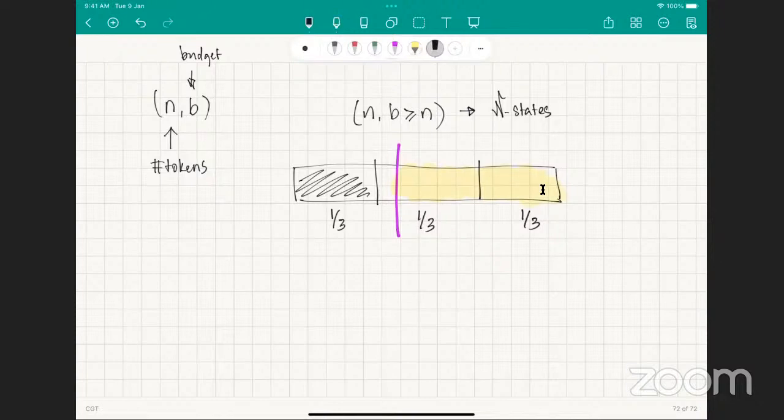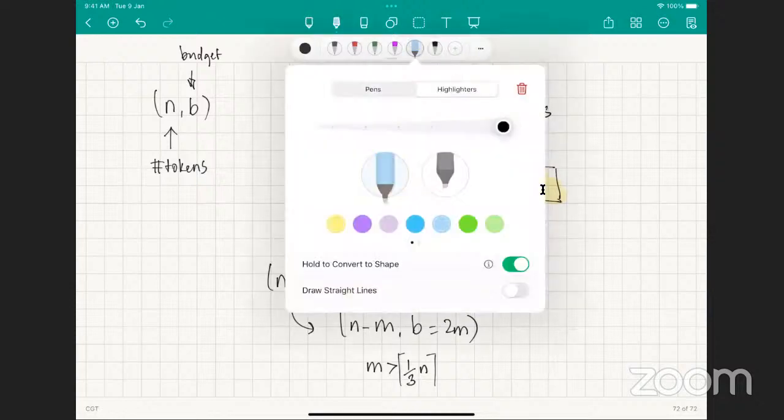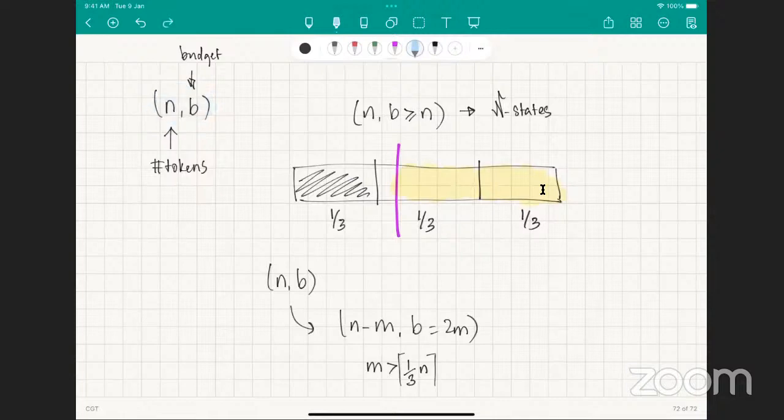So if you start out with N and a budget B, and you go to N minus M with a budget B being 2 times M, and M is greater than 1/3 of N, just to be on the safe side, maybe let me throw a ceiling in here. Well, that means that what you're left with is at most 2/3 of N. And the budget is 2 times 1/3. So you basically give people enough room to eliminate all the tokens, right? So you're basically moving into this kind of a state when you remove more than 1/3 of the tokens.